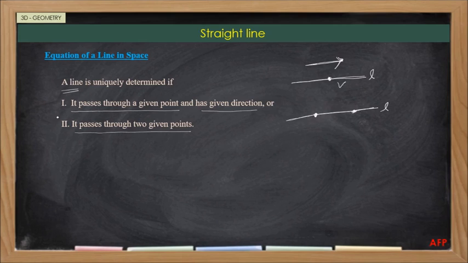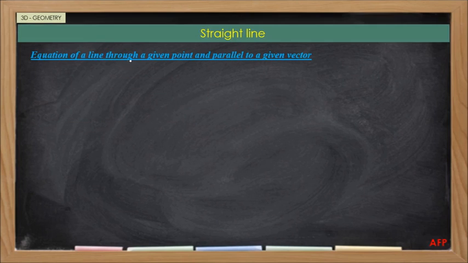So I will derive the equation for the first one, passing through a point and parallel to a given direction, and then for passing through 2 points. Let us quickly go for the first derivation of an equation of a line. Here you can see the equation of a line passing through a given point and parallel to a given vector. For that, first we need to draw a three-dimensional space, that is the Cartesian system.